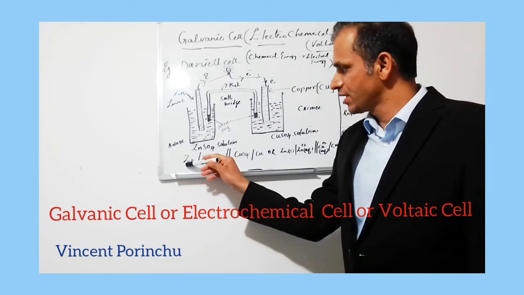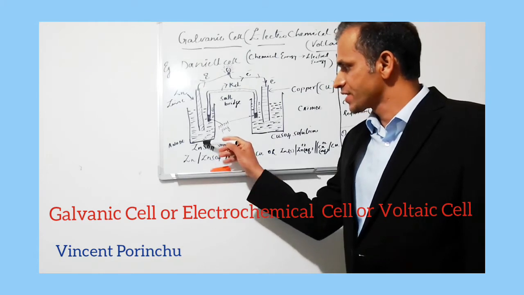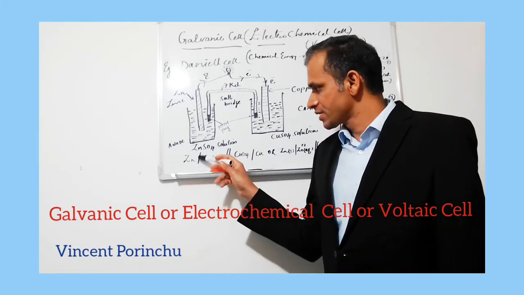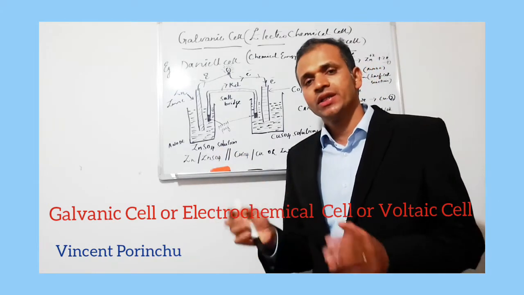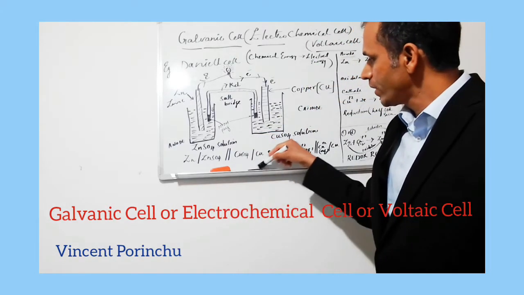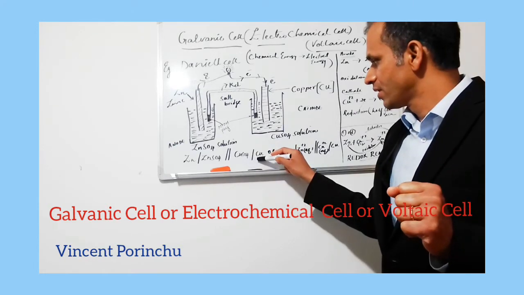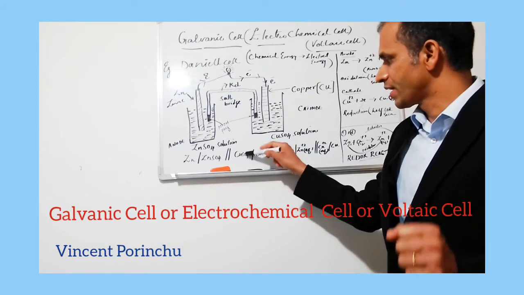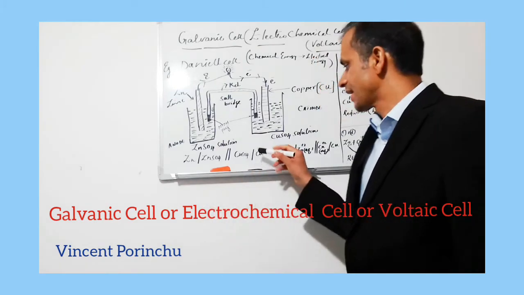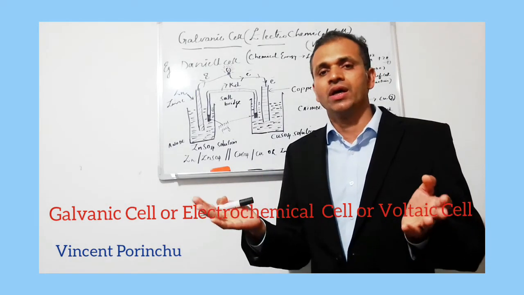So here, zinc, then zinc sulfate, and the solid and liquid surfaces are separated by a single line. The meaning of this single line is a solid-liquid separation. And when we write the cathodic part, we write the electrolyte first, then the metal. Again we use a single line to separate the solution and solid phases, meaning a separation of the solid and liquid phases.